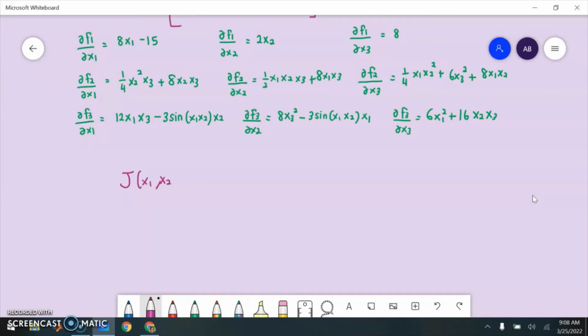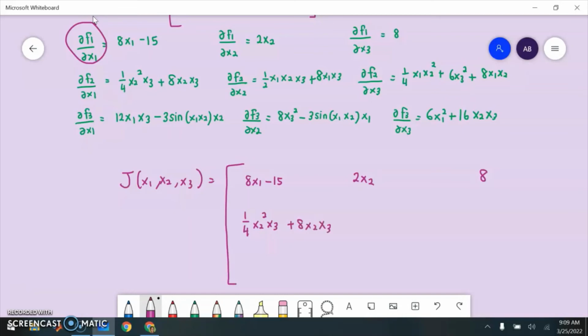We have x1, x2, x3. Let's do a big matrix here. The first part, this one: we have 8x1 minus 15, and then we have 2x2, and then we have 8. Okay, done. And then the second row, I have 1 over 4 x2 squared x3 plus 8 x2 x3. And then I have 1 over 2 x1 x2 x3 plus 8 x1 x3.